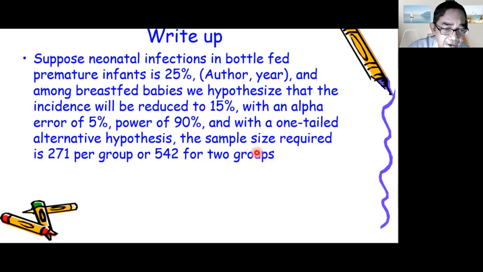Sample size required is 271 per group, or as I said, we normally multiply this by the number of groups. Since you have two groups, one bottle-fed and another breastfed, we multiply this 271 by 2, and then there will be 542 babies.